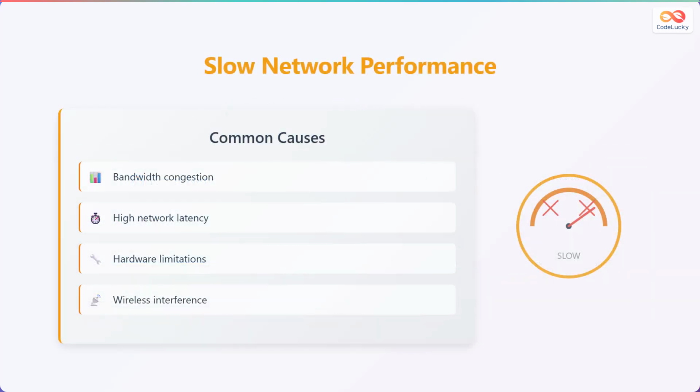Next, let's discuss slow network performance. Here are some common causes. Bandwidth congestion occurs when there is too much traffic on the network. High network latency refers to delays in data transfer. Hardware limitations can occur due to outdated or underperforming network devices. Wireless interference from other devices can disrupt wireless network signals.